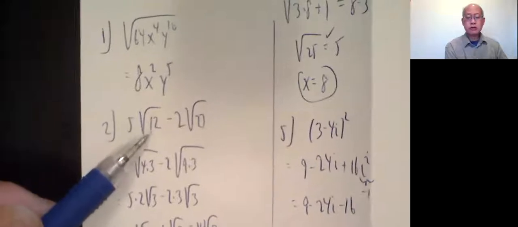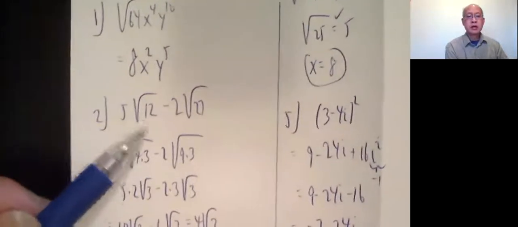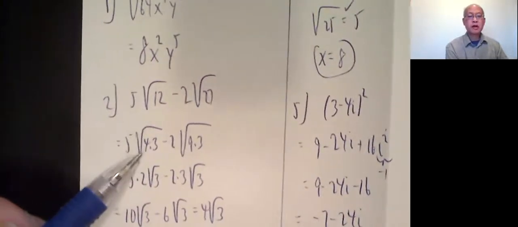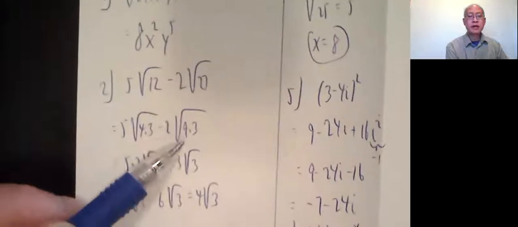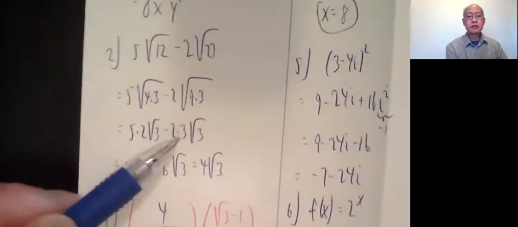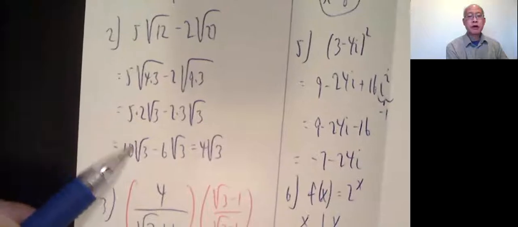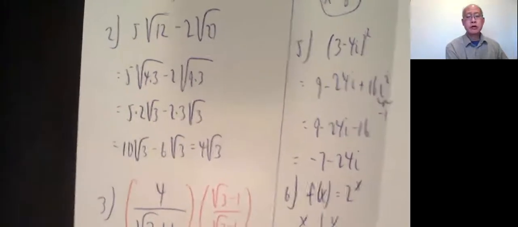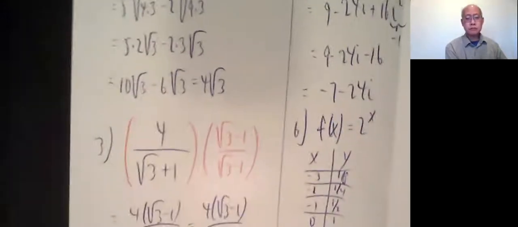Number 2, 5 radical 12 minus 2 radical 27. Square root of 12 can be written as 4 times 3. 27 is 9 times 3. Square root of 4 comes outside, becomes a 2. Square root of 9 comes outside, becomes a 3. You have 10 radical 3 minus 6 radical 3, which is 4 radical 3.